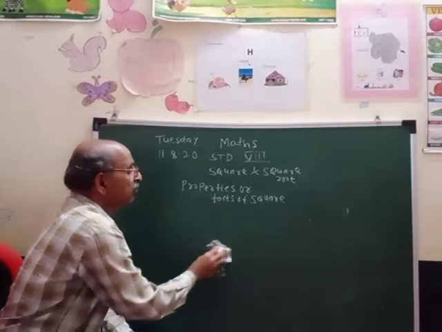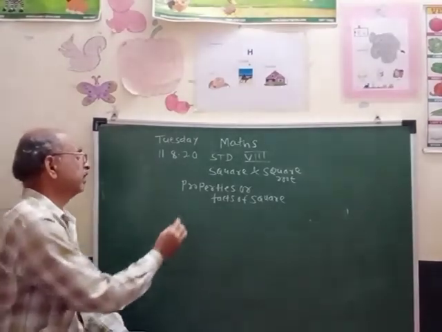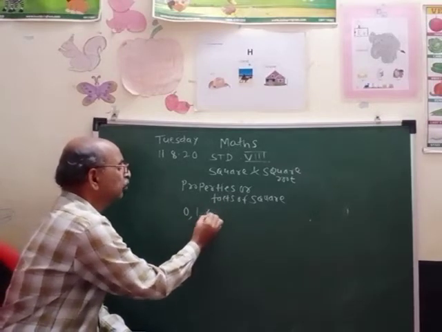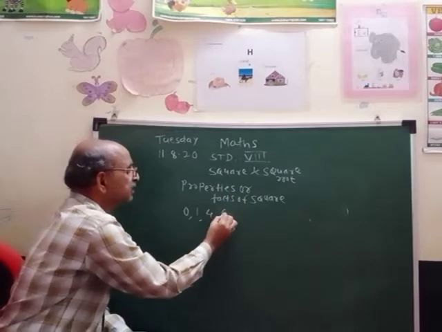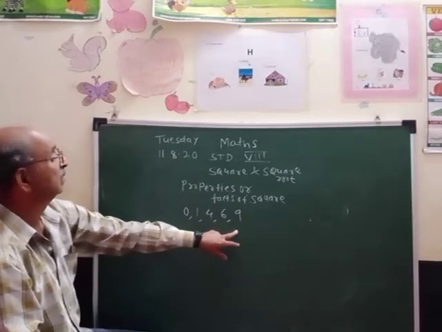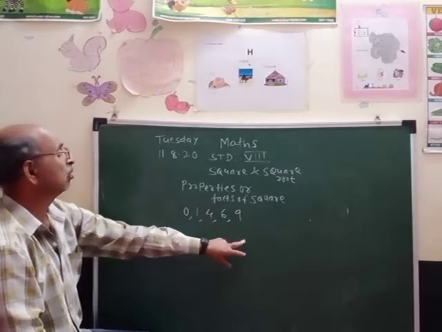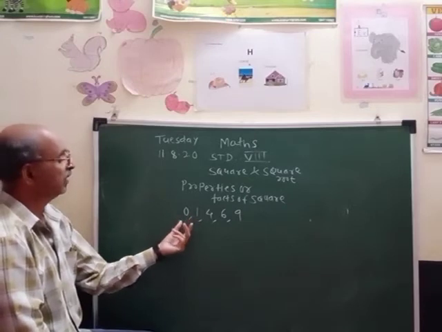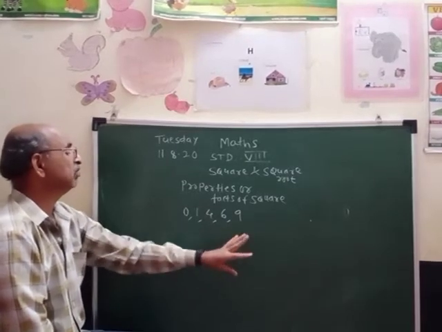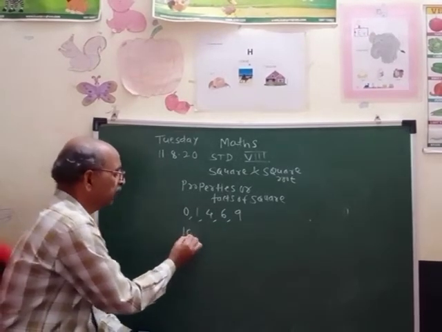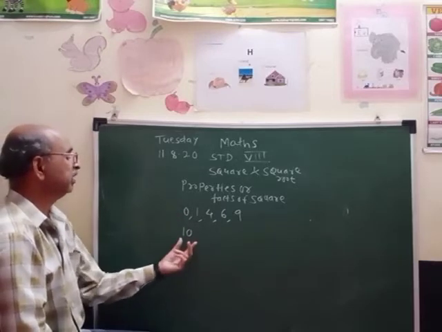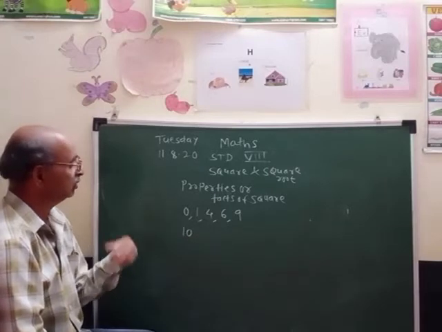Now we see which numbers will give us a perfect square. The numbers which end with 0, 1, 4, 6, 9 may or may not be perfect squares. Means numbers that end with these digits may be perfect squares or may not be. Now we see, if we take 10, 10 is a number which ends with 0, but 10 we cannot write as a product of the same number, so 10 is not a perfect square.